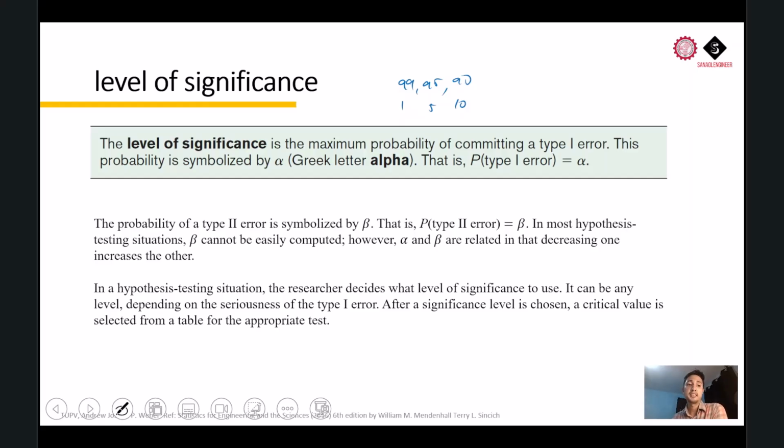In most hypothesis testing situations, beta cannot be easily computed, but alpha and beta are related in that decreasing one increases the other. So if you reduce the probability of committing type 1 error, you increase the probability of committing type 2 error, or beta.